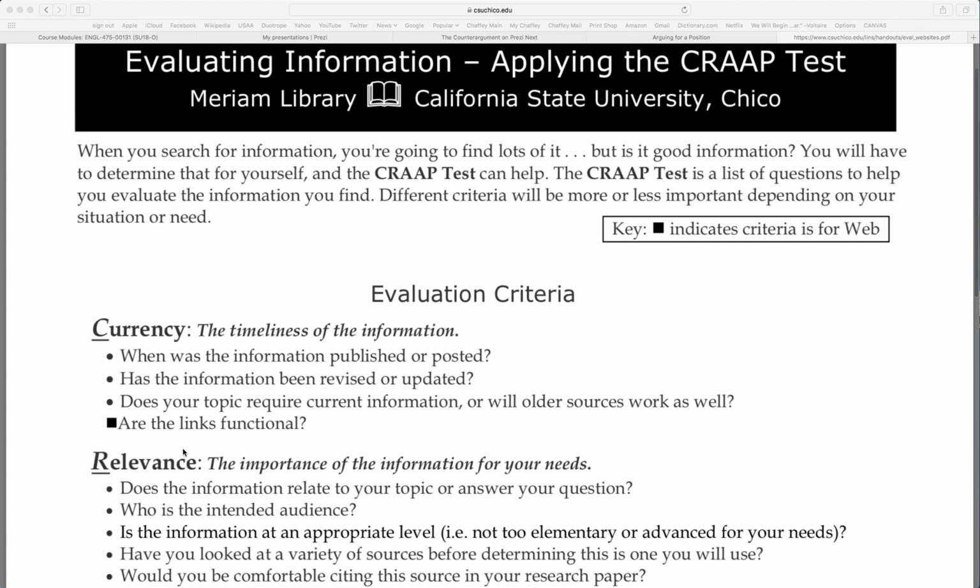All that currency means is timeliness of the information. So when was the information published? Has it been revised or updated, right? What I want you to think of here when you think about timeliness is, is it current? If you're looking at research that's 15 years old, it's probably not current anymore. Think about how fast the digital age moves, and not that research itself is a fast process, but publishing it is much quicker than it used to be. And so we want to think about using research that is new and current.